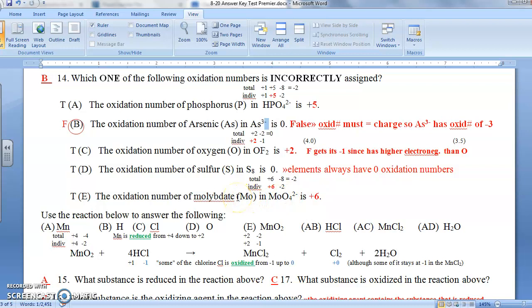But letter E, why is letter E true? Well, this isn't one of the polys we had to know, but in this ion right here, oxygen gets its number. It has the higher electronegativity, so it gets its -2. Oxygen's 4 of them there, so the total is -8. This poly adds up to 2-. If the poly's charge is 2-, then the oxidation numbers must add up to -2. So if the oxygen's total is -8, Mo must be +6. We have one Mo, molybdenum here, so it has to be +6. True, it is +6.